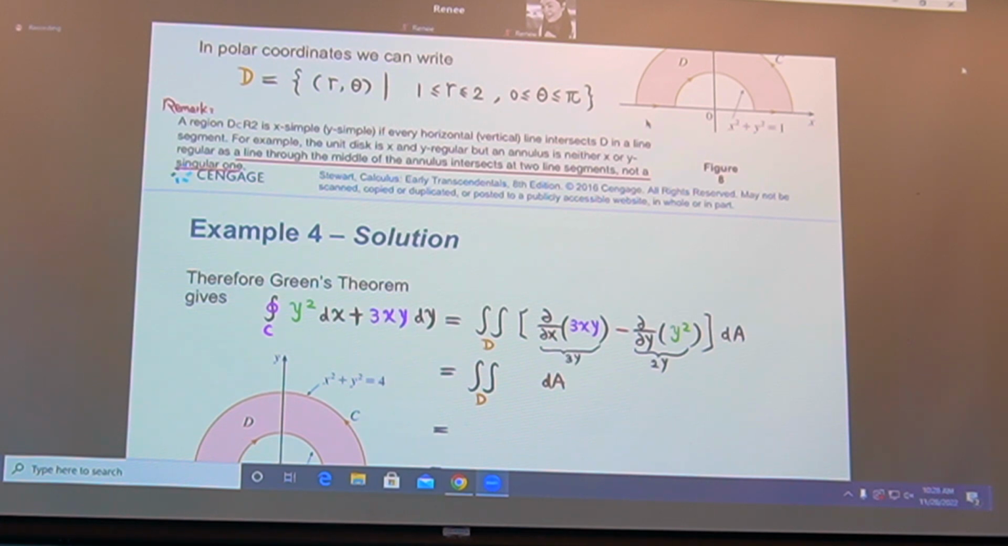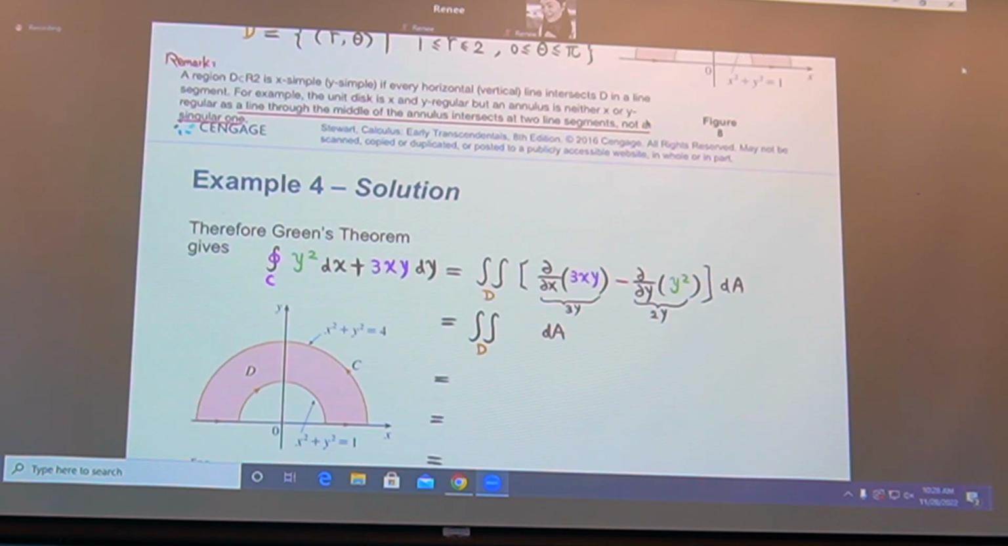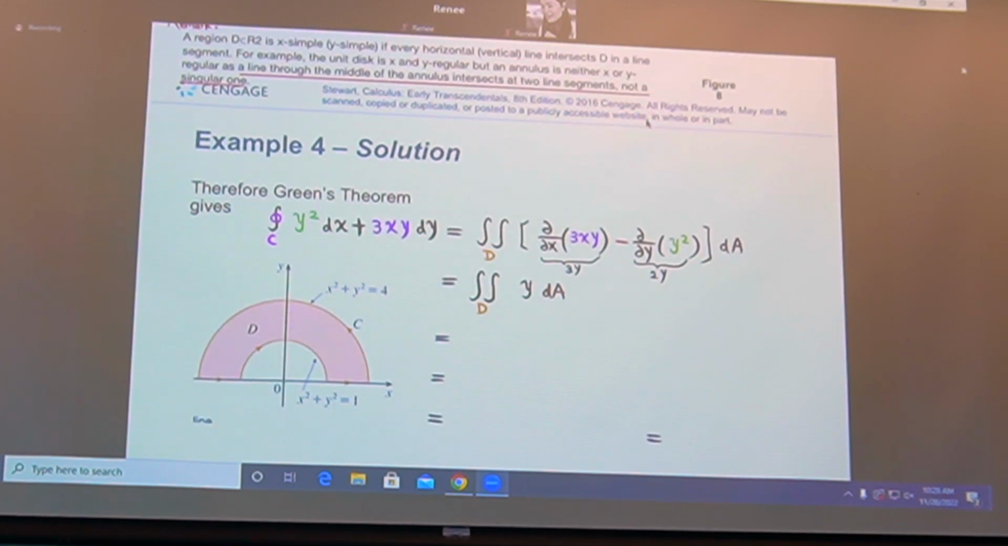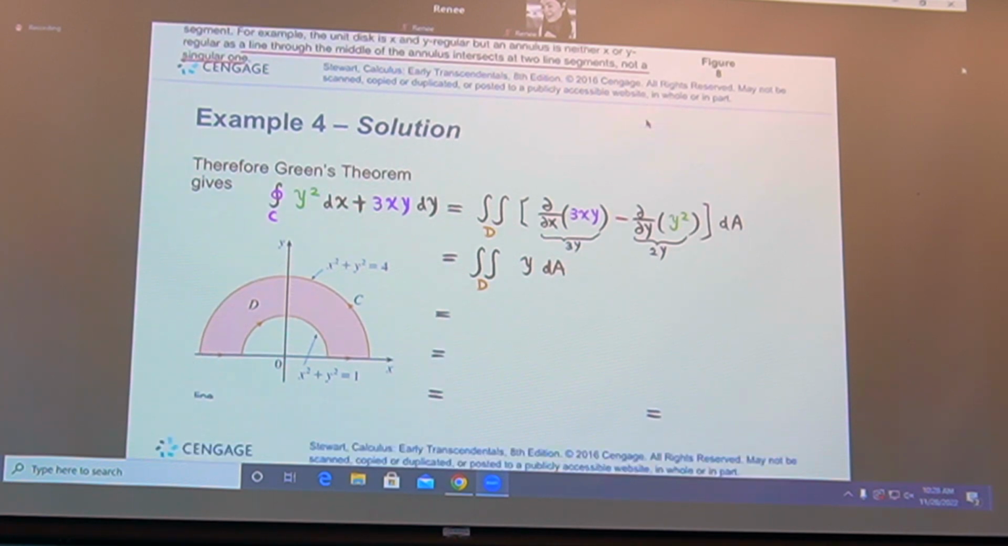And then partial derivative of this with respect to y is 2y. So subtracting, we get y, right? Then we just need to integrate the y here over this region. It's a very simple double integral, right? Okay, how do we do that?